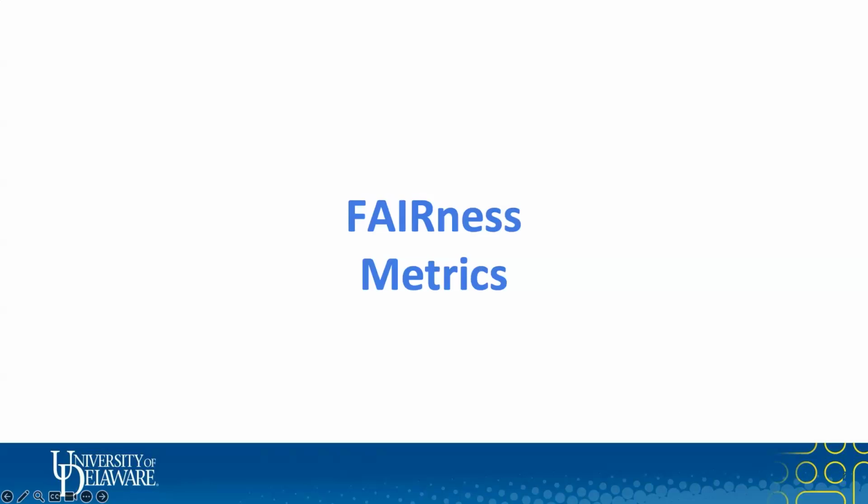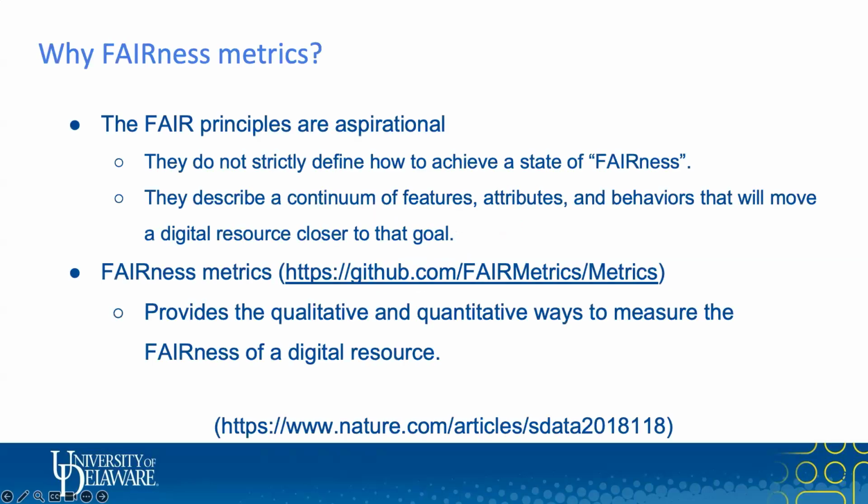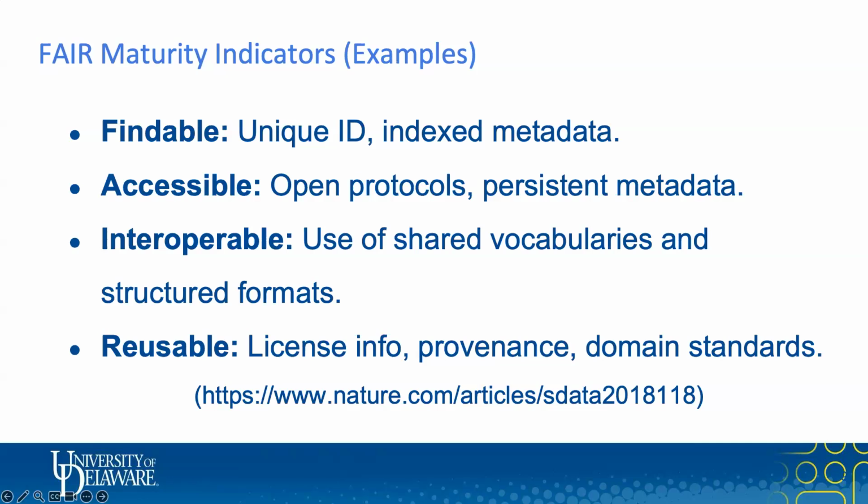Next, I'm going to talk about the fairness metrics. FAIR principles are aspirational. Using fairness metrics can help gauge the progress. Good fairness metrics should be clear, realistic, and measurable. For example, does metadata include a license? Good metrics should also be universal, applicable across all fields. Tools like the FAIR Evaluator can provide actionable feedback.